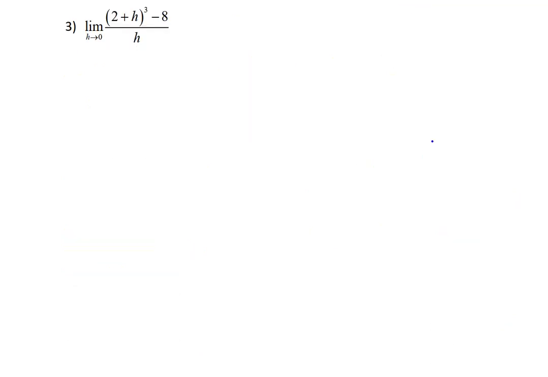This one is the limit as h approaches 0 of the following expression. It's a rational expression where the numerator is the quantity 2 plus h, in parentheses, cubed, minus 8. The denominator is just h. All right, well, we've been using x a lot lately. The fact that this one uses h doesn't really change anything. It's just a different letter, but everything will work the same way.